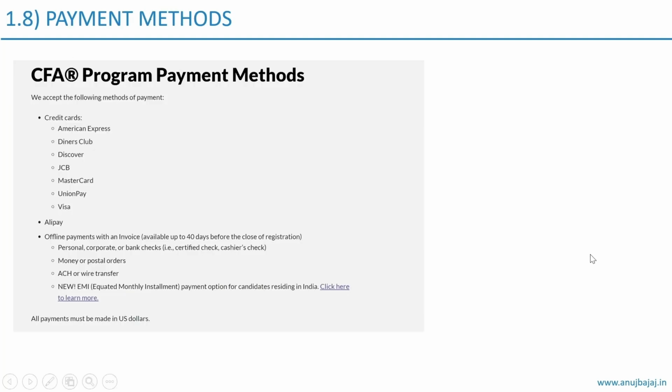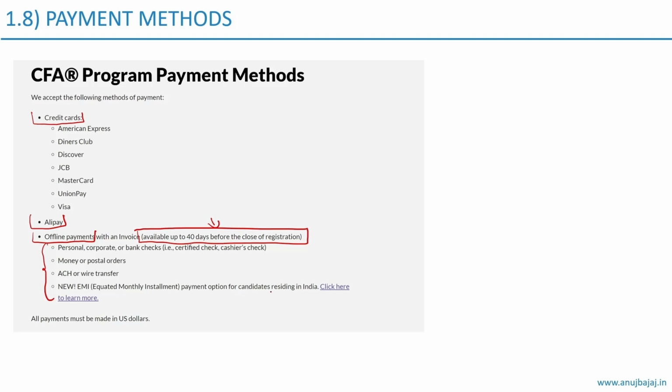So these are the different payment methods that are available. You can either use credit card, you can use Alipay, or you also have an option to make payments offline. These are the different offline payment options available. If you opt for offline payment, then make sure that the payment is available with the CFA Institute 40 days before the close of the registration.